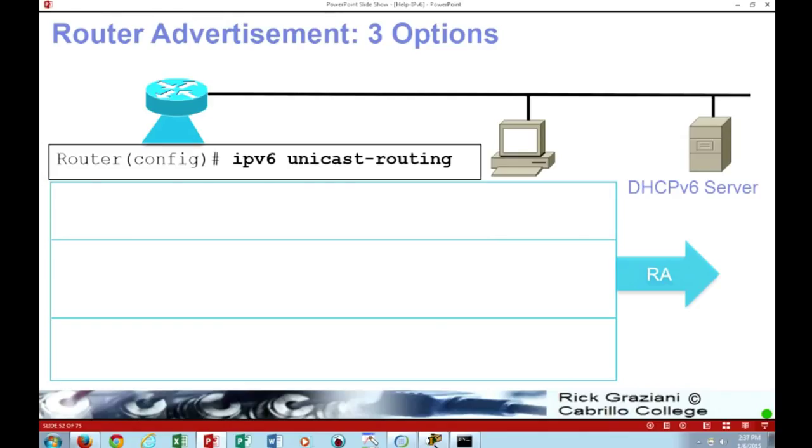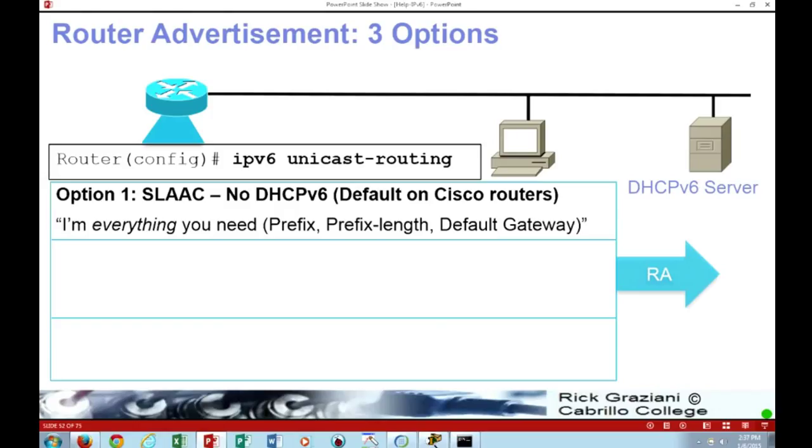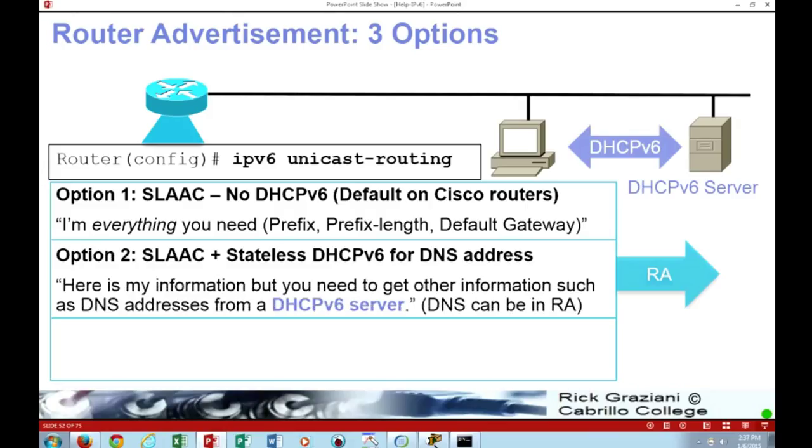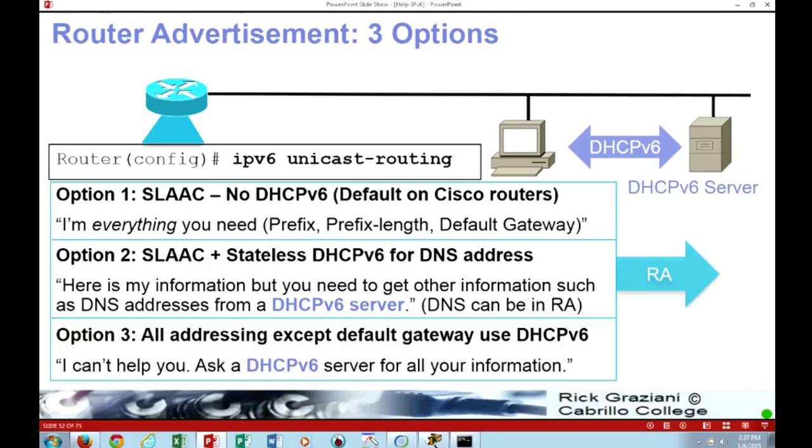Okay, so I said there's three options in the router advertisement. Option one is the router saying, I'm everything you need for your address and needs. No need to go talk to a DHCPv6 server. Option two is the router says, I have everything you need for you to create your own address, your global unicast address. But you know what? I want you to go talk to a stateless DHCPv6 server and get other information, like a DNS address or a domain name, because I didn't provide that in my router advertisement. The third option is the router says, hey, host, look, use me as your default gateway. But for all your addressing needs, go talk to a stateful DHCPv6 server, just like you did for IPv4.